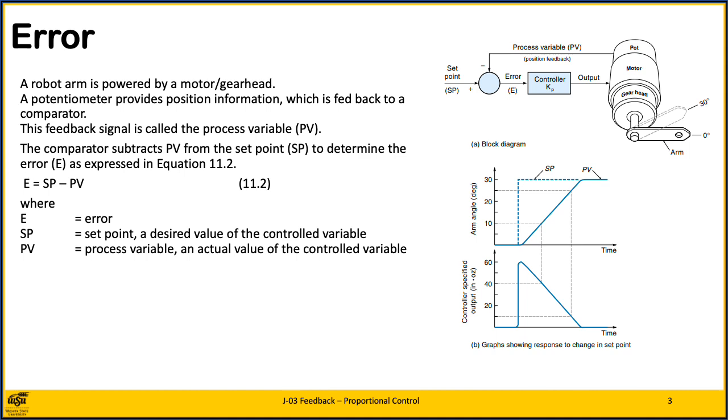Consider the position control system shown. A robot arm is powered by a motor. A potentiometer provides position information, which is fed back to a comparator. The feedback signal is called the process variable, shortened to PV. The comparator subtracts PV from the set point, which is shortened to SP, to determine the error E, as expressed in equation 11.2, which is the error is equal to the set point minus the process variable.